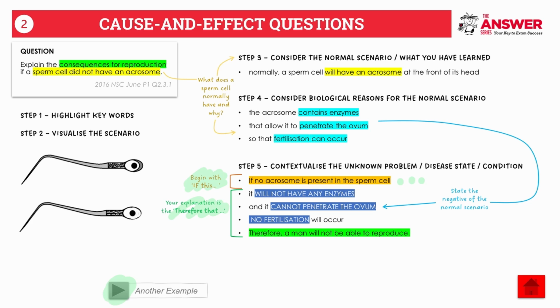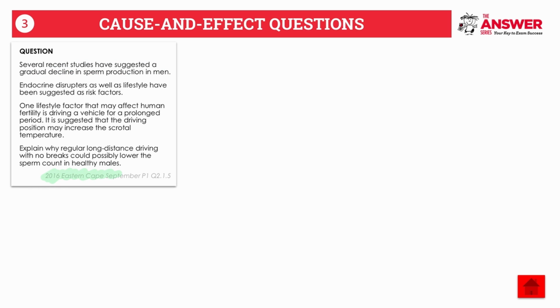Now let's look at the third and final example that gives us a question based on a context, a paragraph that has been given. So this question is from the 2016 Eastern Cape Paper 1 from September. It says several recent studies have suggested a gradual decline in sperm production in men. Endocrine disruptors as well as lifestyle have been suggested as risk factors. One lifestyle factor that may affect human fertility is driving a vehicle for a prolonged period. It is suggested that the driving position may increase the scrotal temperature. Explain why regular long-distance driving with no brakes could possibly lower the sperm count in healthy males.